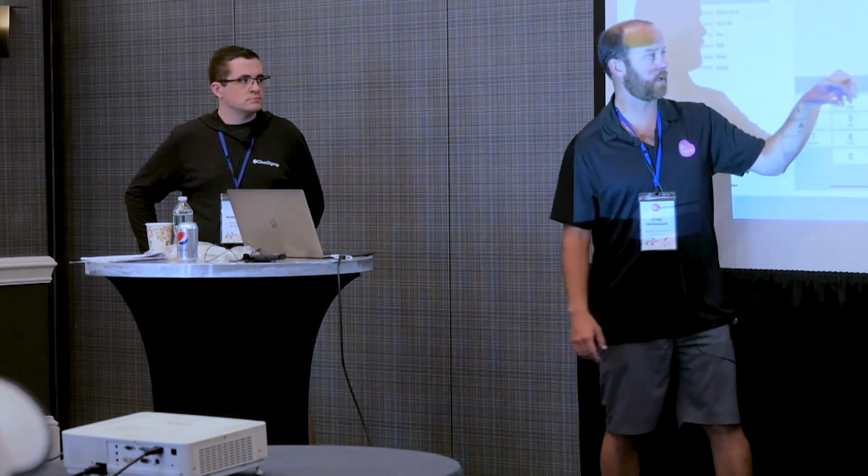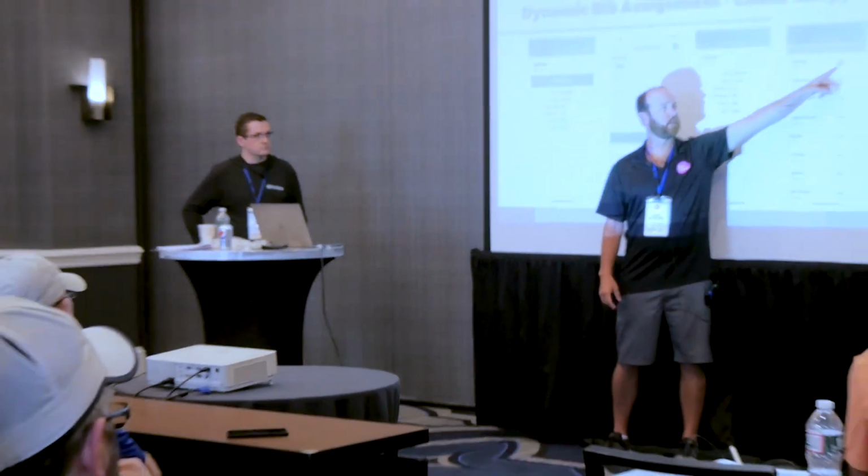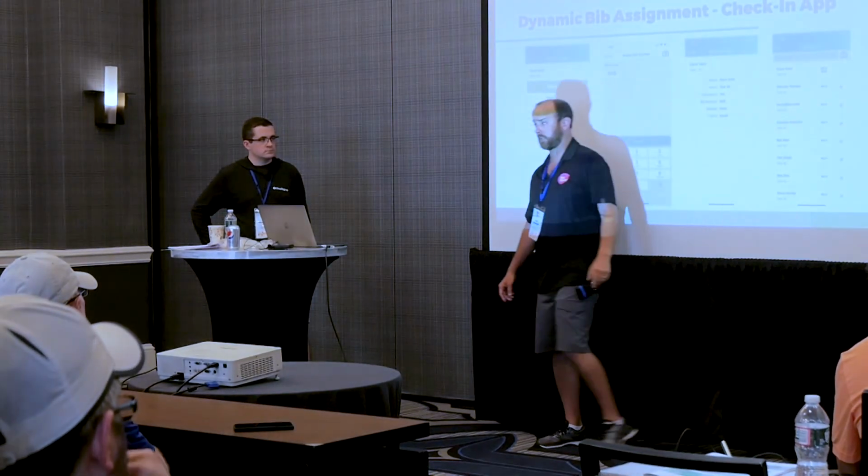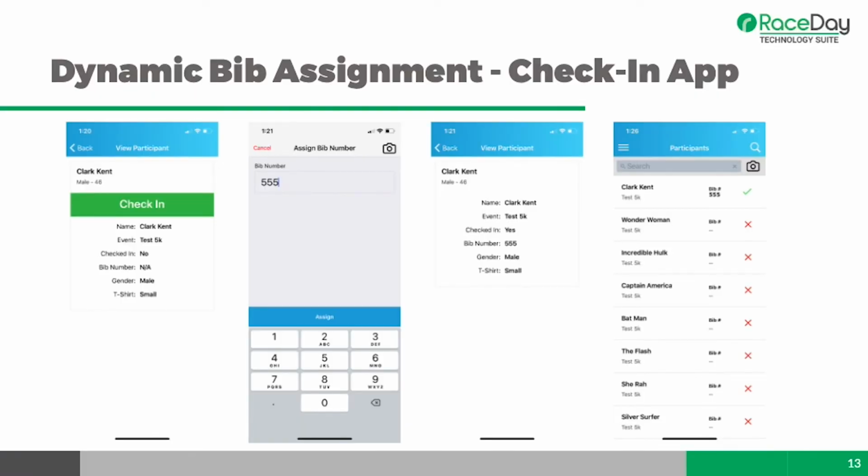So this would be a volunteer mode that I would have at one of my events. The reason I say that is because once I hit assign, it checks that person in, and there are no other change options underneath. I can't clear the bib, can't uncheck the person in, can't change anything. When I hit the back button, Clark Kent is now bib number 555 and checked in. Again, the whole premise of all of this is everything syncing back and forth.